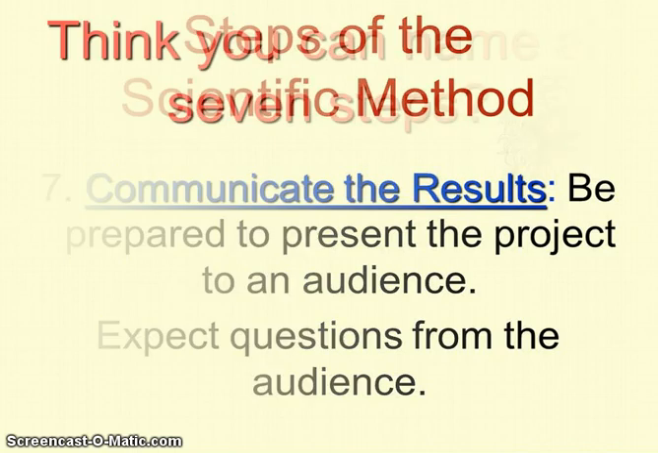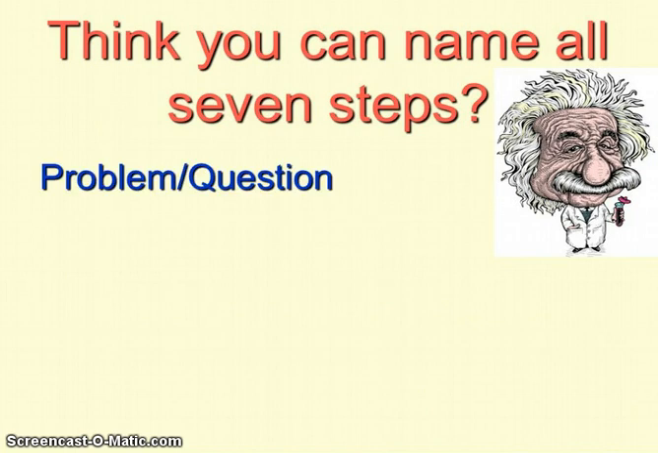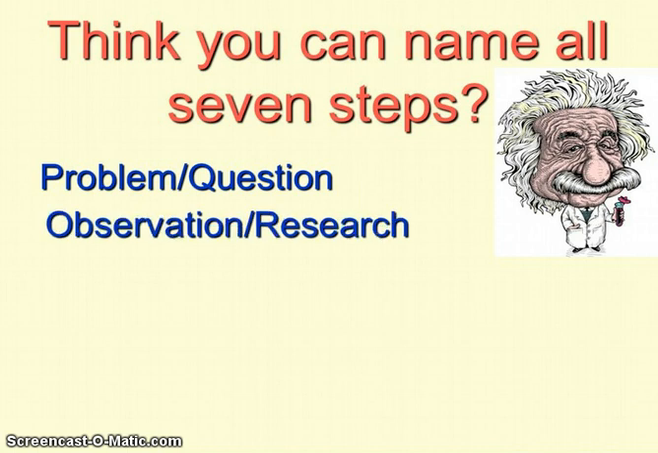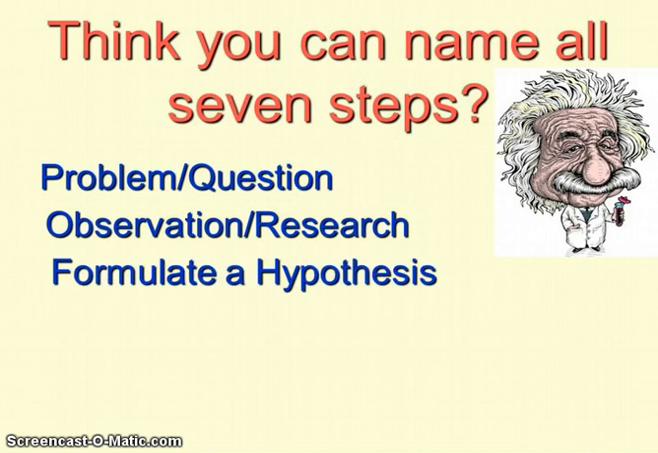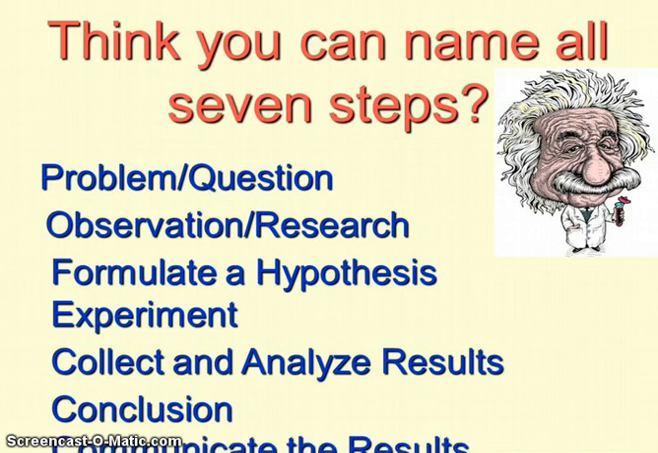So then, just to recap, I think you can name all 7 steps. So let's look through them here. Step 1 again was our problem and question. Step 2 is the observation and research. Step 3, formulate a hypothesis, your educated guess. Step 4, that fun thing, the experiment we're going to be doing. And Step 5, collect and analyze your results. Step 6, you're going to come up with your conclusion. What happened? Do I accept? Do I reject that hypothesis? And Step 7, you can kind of see half of it, says communicate the results.